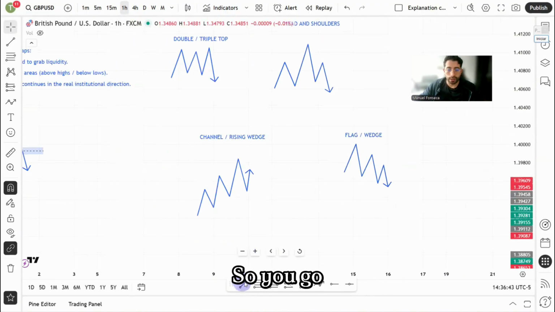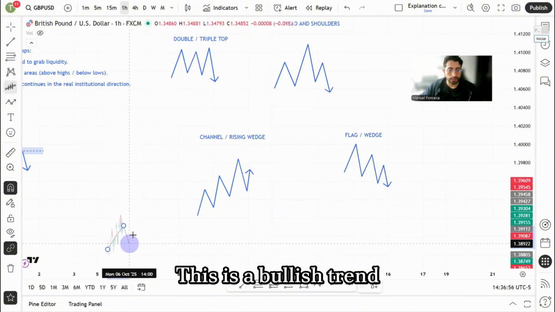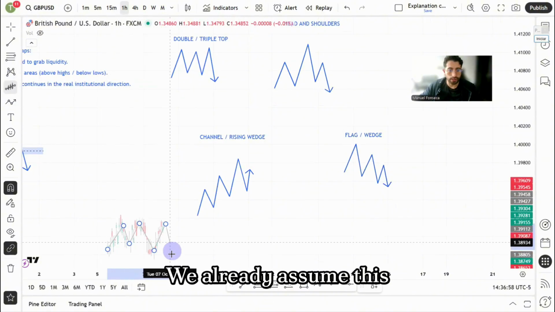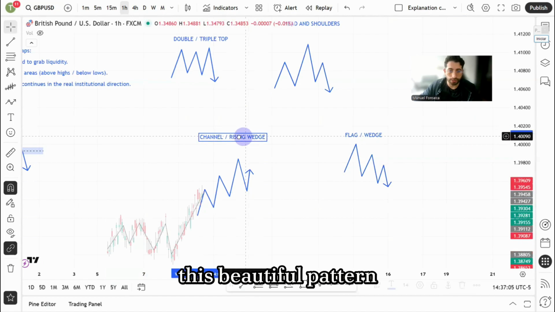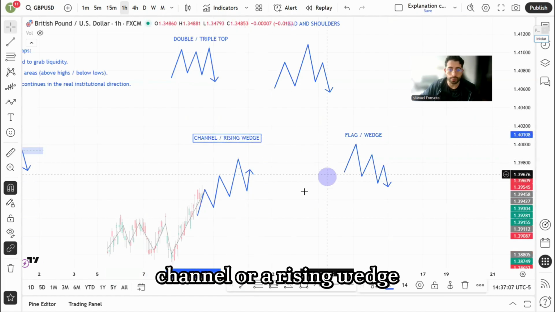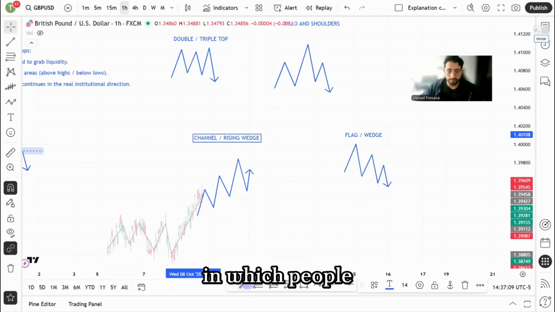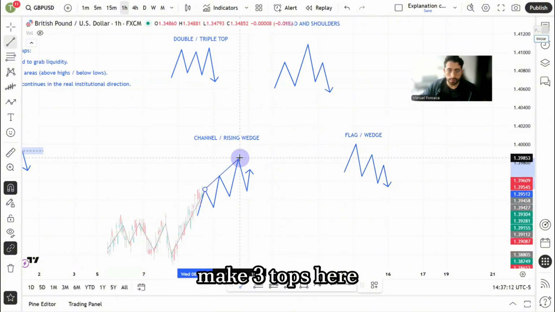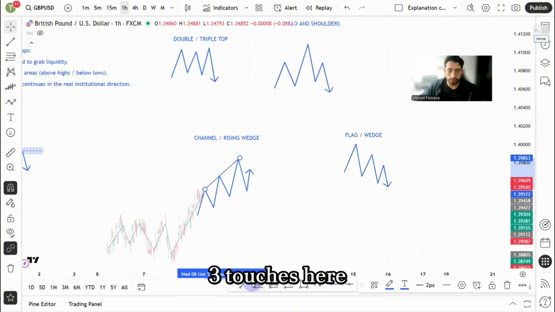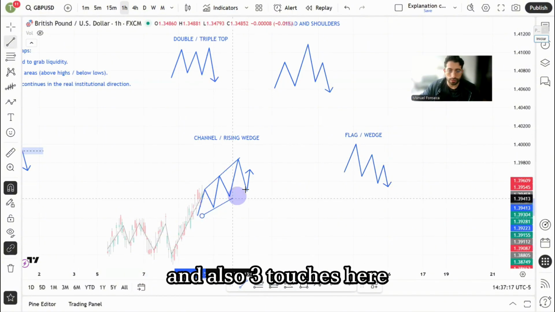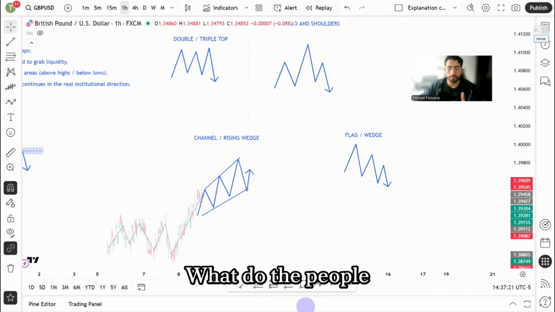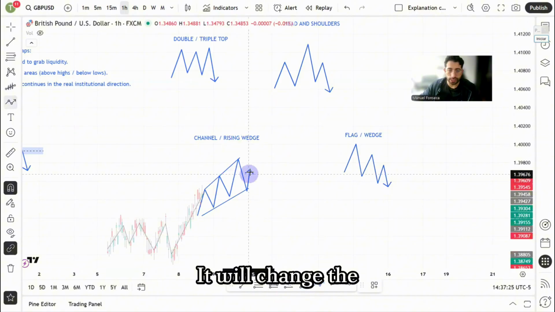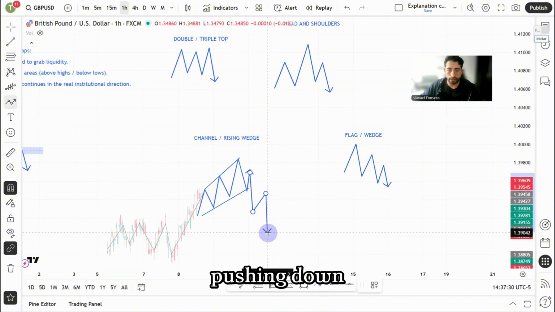So you go and you see the next. This is a bullish trend, right? We already assumed this, correct? And we see this beautiful pattern, which is called a channel or a rising wedge, a pattern in which people would consider three tops here, three touches here, and also three touches here, kind of, right? And what does the pattern say? What do people say it will do? It will change the direction of the market and keep pushing down, right?